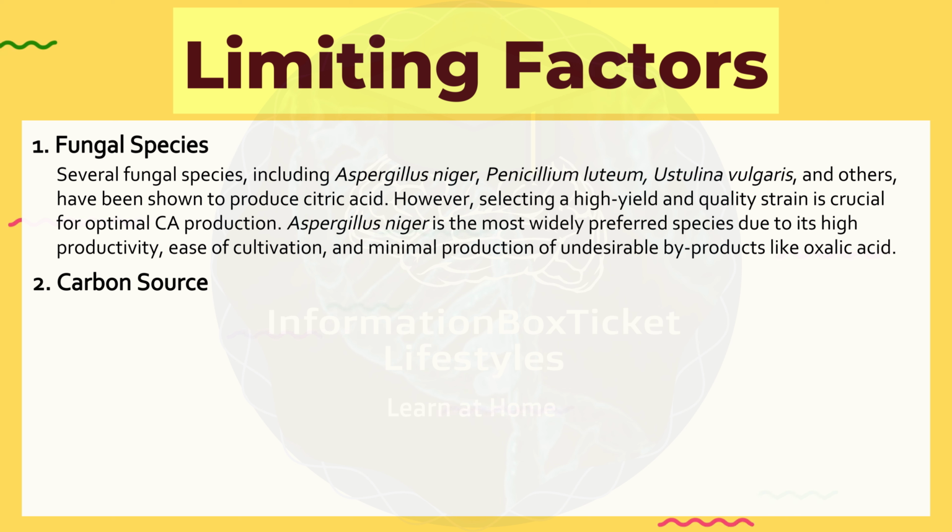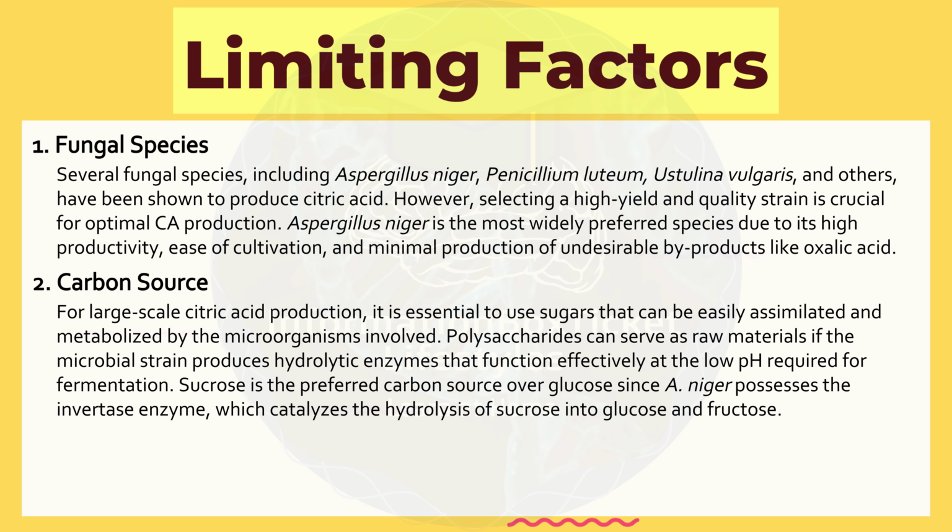Second, carbon source. For large-scale citric acid production, it is essential to use sugars that can be easily assimilated and metabolized by the microorganisms involved. Polysaccharides can serve as raw materials if the microbial strain produces hydrolytic enzymes that function effectively at the low pH required for fermentation. Sucrose is the preferred carbon source over glucose since A. niger possesses the invertase enzyme, which catalyzes the hydrolysis of sucrose into glucose and fructose.